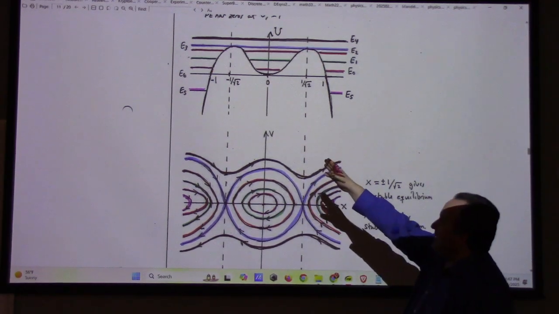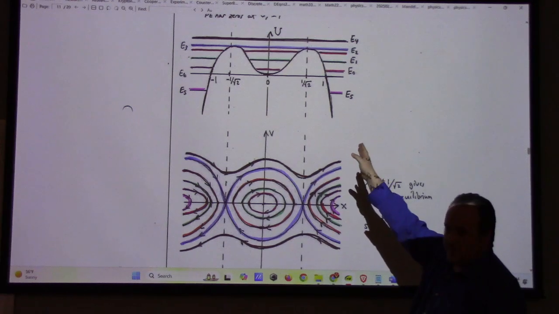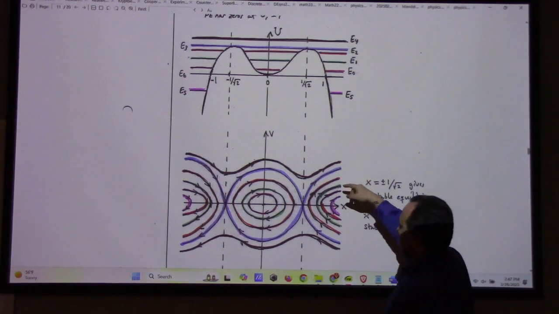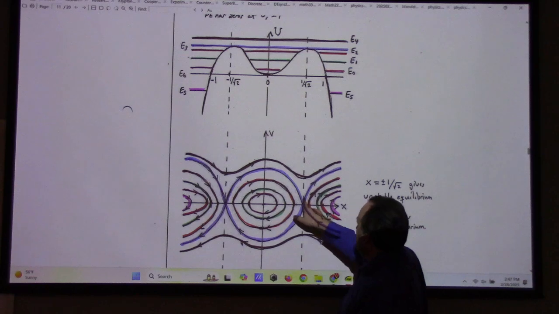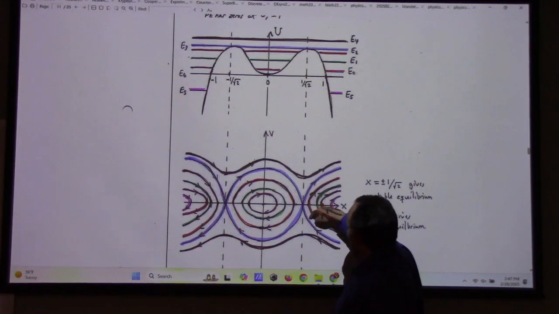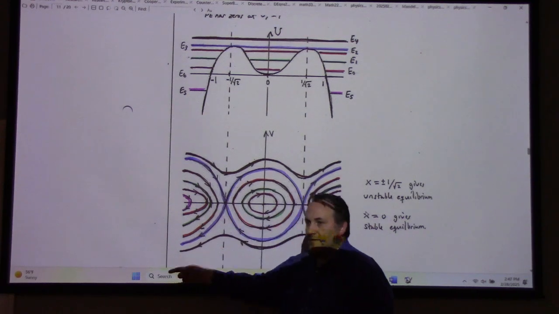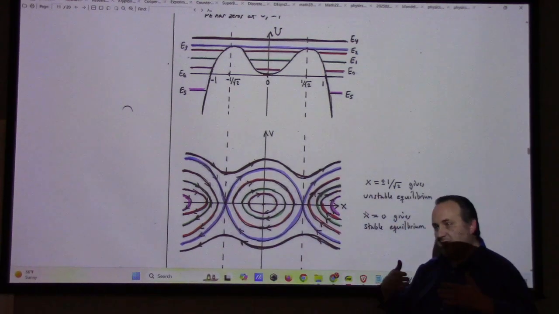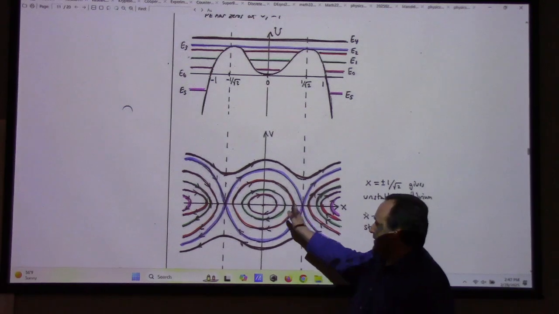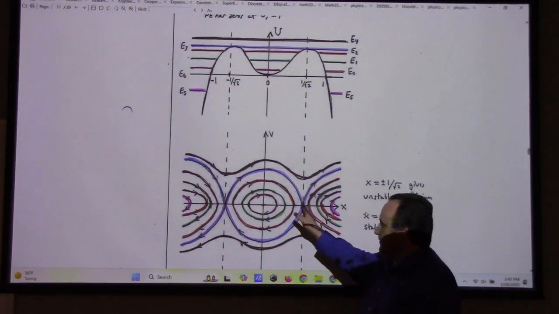On the other hand, minus 1 over root 2 and 1 over root 2, these are unstable equilibriums. You notice that if you start there and you're given a little nudge, you might go way off that way, you might go this way, and you might just keep going. There's no telling which way you're going to end up if you're given a little nudge from either this point or this point. These are unstable equilibrium.